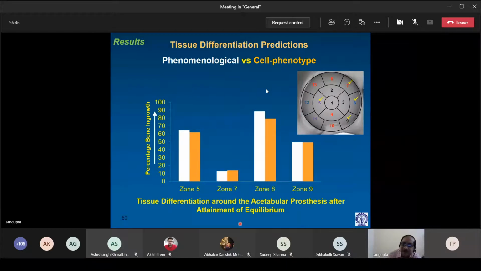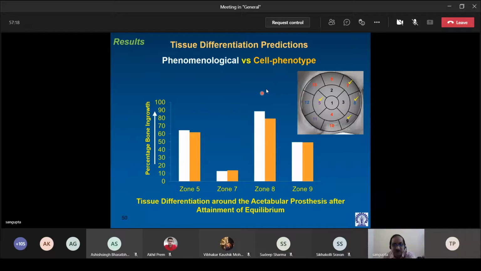But the basic question was not answered very clearly, because we had a phenomenological method of predicting tissue differentiation. We had a cell phenotype, with very complex cellular mechanisms being implemented in the tissue differentiation algorithm. Now, the best thing was to compare on the same model.